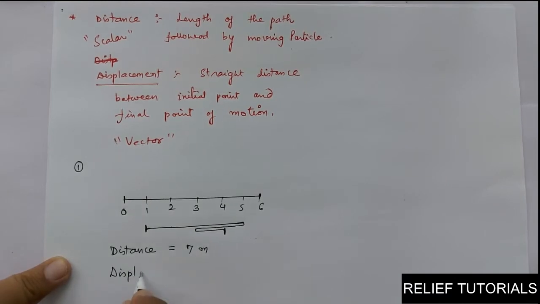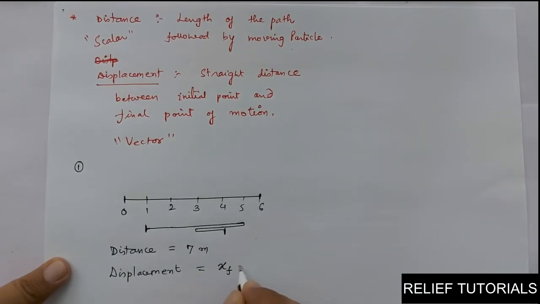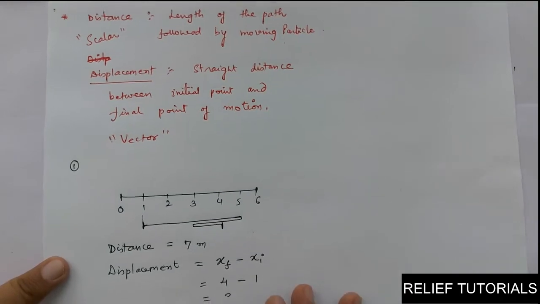What is the displacement? In such type of number line example, listen to me. In only number line type of examples, you can find displacement by the formula final position minus initial position. In the last lecture, at the end, we discussed this topic. Displacement we can find with the help of the formula: final position xf, f for final, i for initial, final position minus initial position. So final position here is 4 minus initial position 1. So 4 minus 1 is 3 meter.